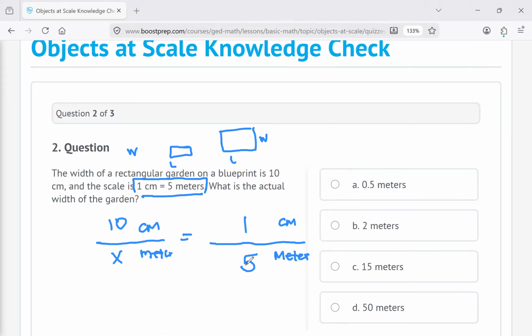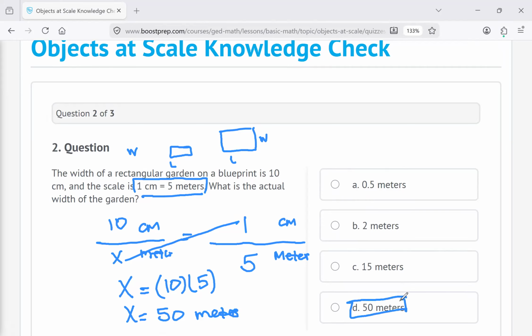Okay. So once you set it up, go ahead and cross multiply. So 1 times x is x, and then 10 times 5 is 50. Okay. So our final answer is 50 meters. Okay, that's it.